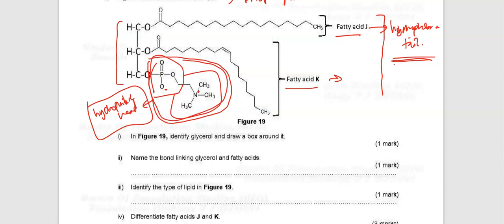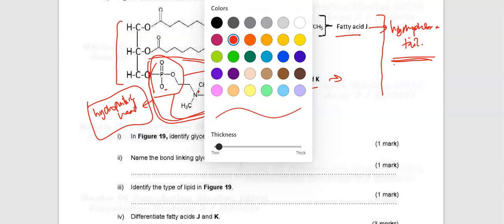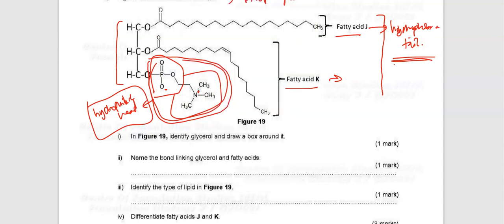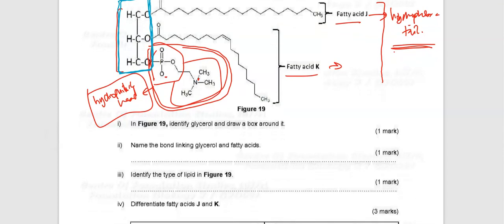Number 1, figure 19. Identify glycerol and draw a box around it. Really easy. Glycerol is basically this region only. So the oxygen is from the glycerol. This is glycerol, so you draw a box. If the question asks you to draw a box, you draw a box.